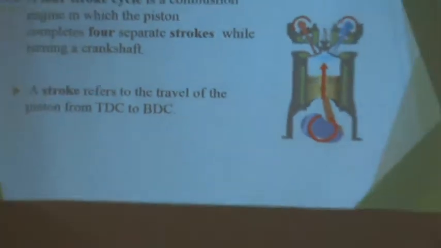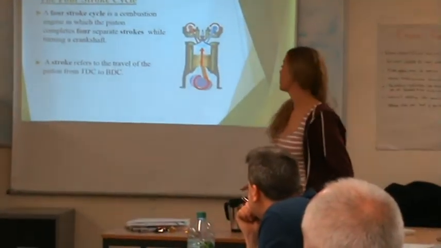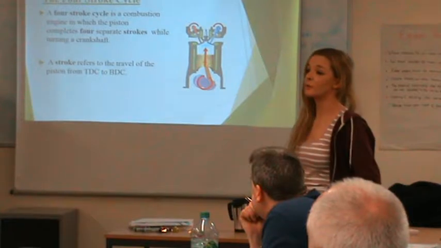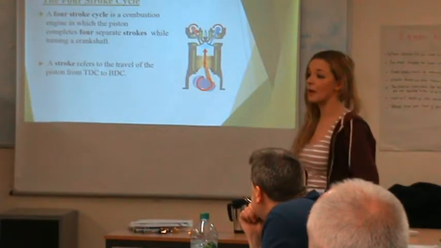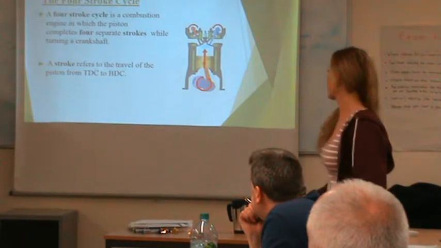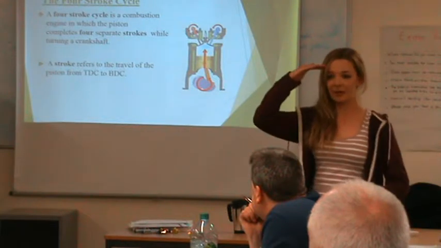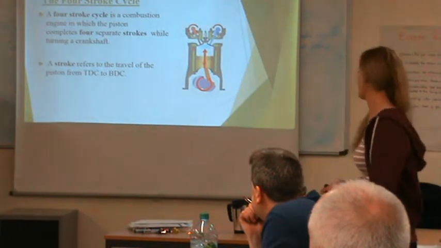So the four-stroke cycle. A four-stroke cycle is a combustion engine in which the piston completes 4 separate strokes while turning a crankshaft. A stroke refers to the travel from your top dead center to your bottom dead center.